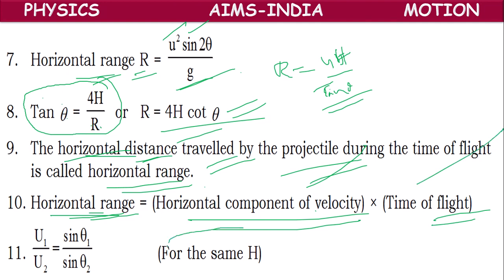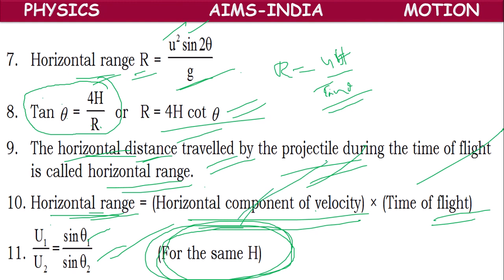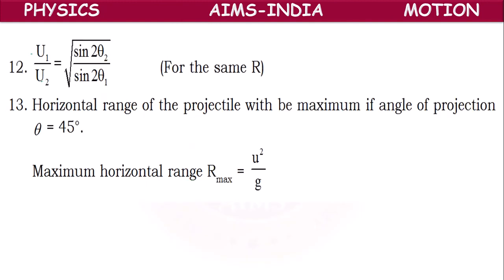And for same height, u1 by u2 equals sin theta 1 by sin theta 2. Or for same range, u1 by u2 equals root of sin 2 theta 2 by sin 2 theta 1. They are inversely proportional.